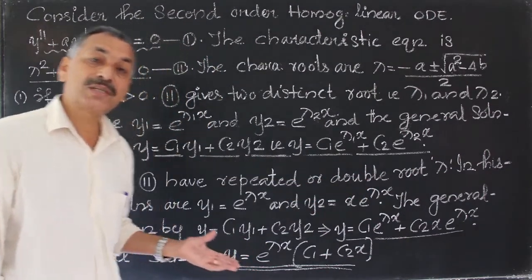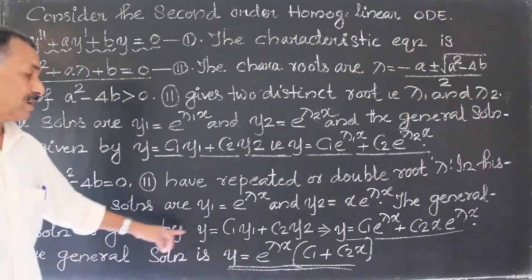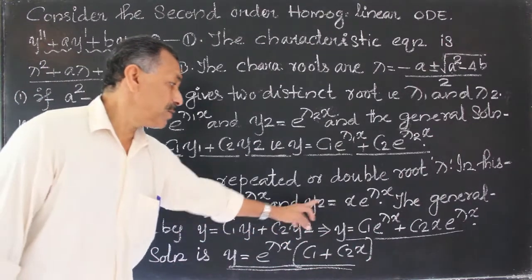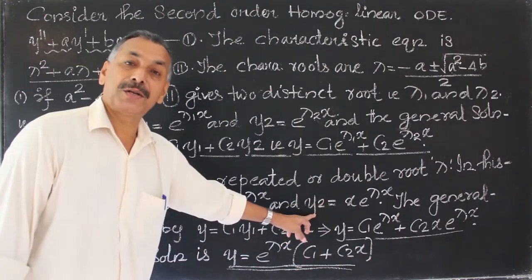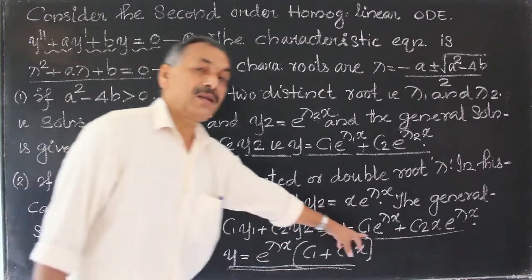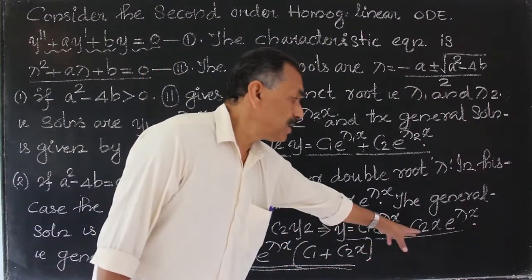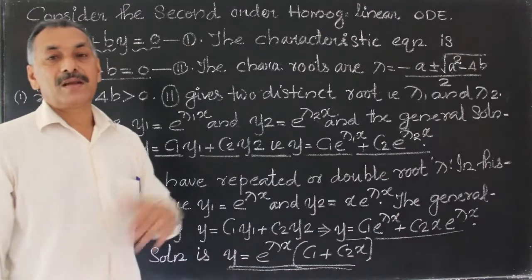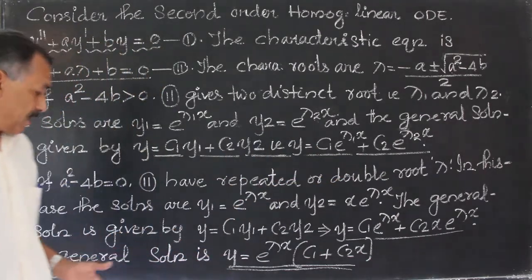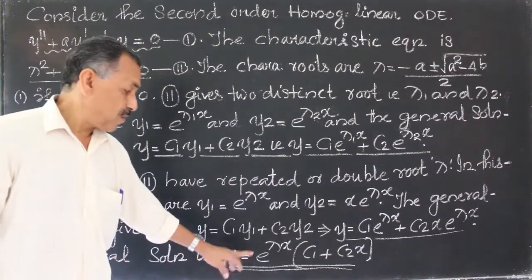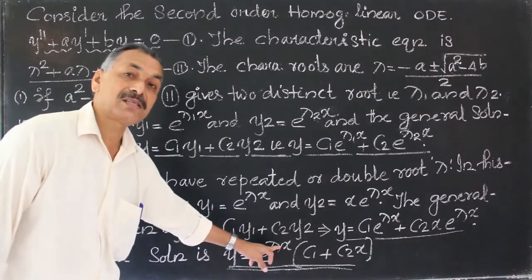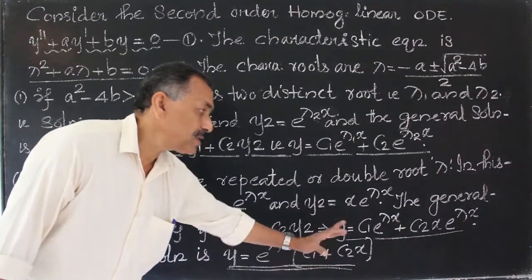Then what is the general solution? C1 y1 plus C2 y2, and these are linearly independent. That is C1 into e raised to lambda x plus C2 x e raised to lambda x. Taking e raised to lambda x outside, the general solution is given by y is equal to e raised to lambda x into C1 plus C2 x.